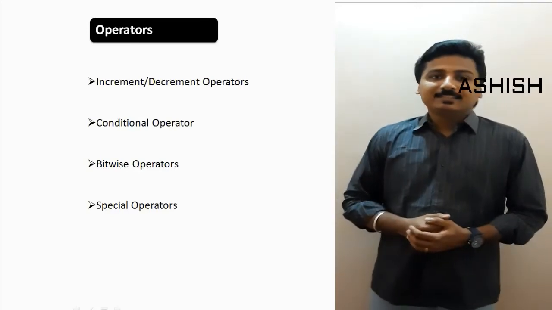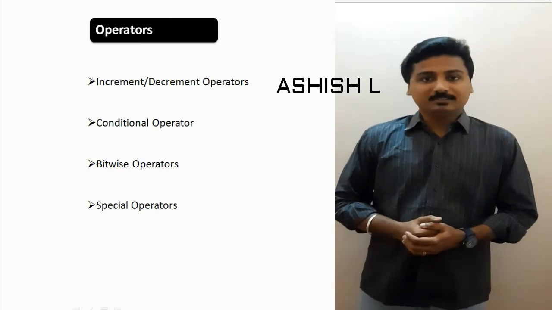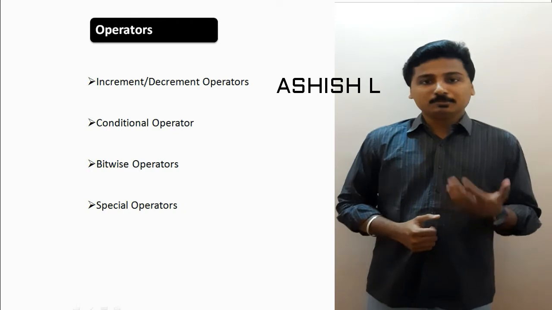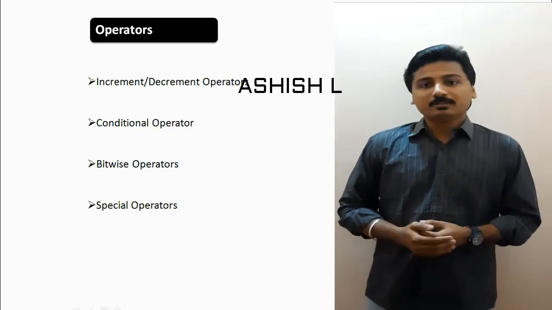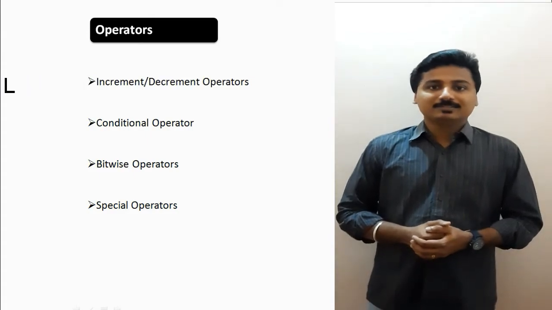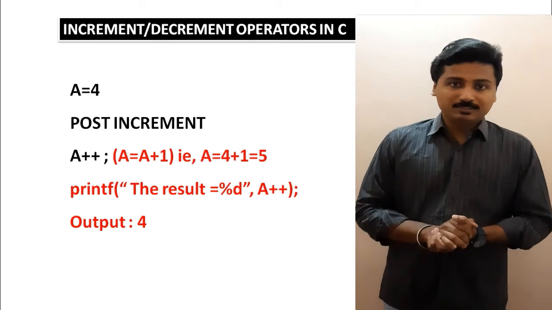Hi friends. So today we will be discussing the remaining section of operators in C programming, that is increment and decrement operators, conditional operators, bitwise operators and special operators, and we will look at some examples to know more about these operators. So here we are looking at the increment and decrement operators in C programming.